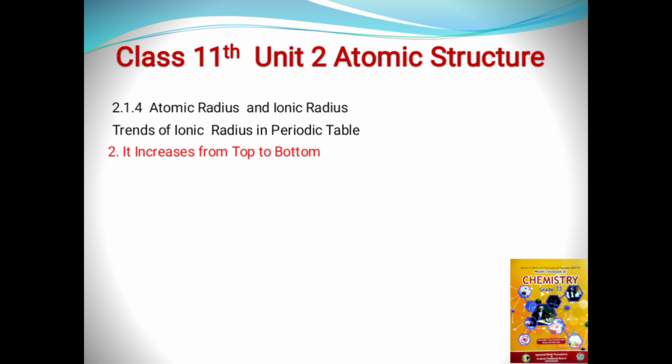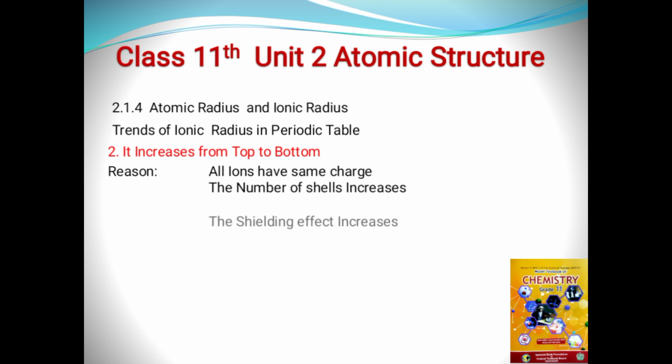Number 2, it increases from top to bottom. All ions have the same charge, but the number of shells increases. There are 2 reasons. Number 1, all ions of a group from top to bottom have the same charge. For example, alkali metals have plus 1 charge, alkaline earth metals have plus 2 charge. But the number of shells increases down the group. That is why the ionic radius also increases.